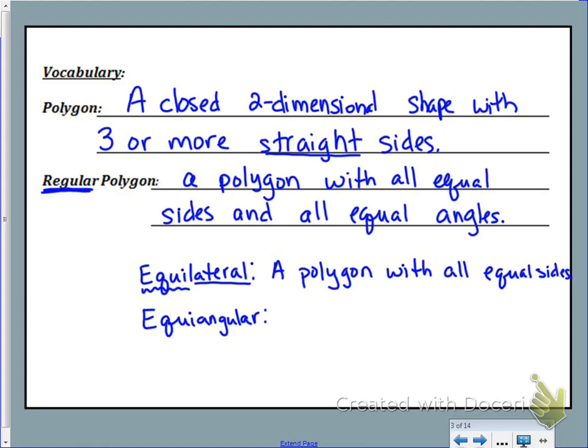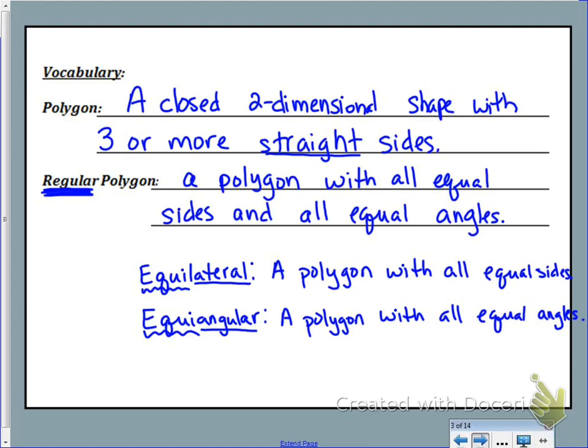And when we hear the word equiangular, the root angle, angular means angle, and equa again means equal. So it's a polygon with all equal angles. So you might see those words separately. But when you see the word regular, keep in mind that means all equal angles and all equal sides. Both of those have to be fulfilled.